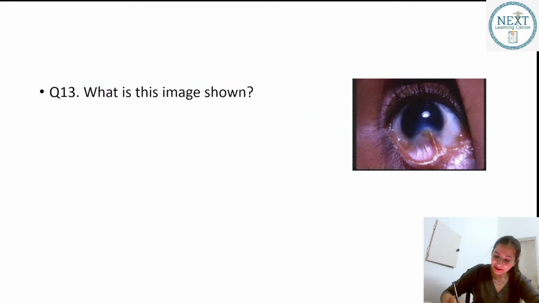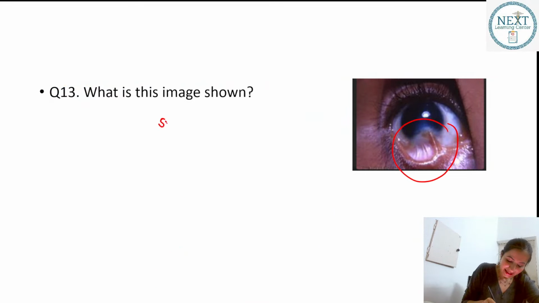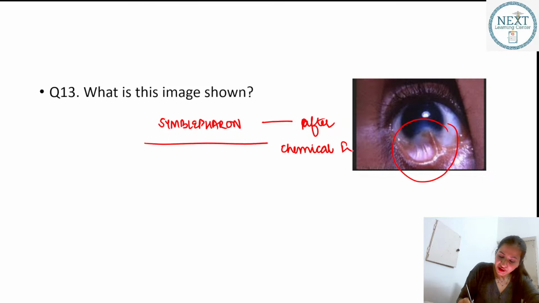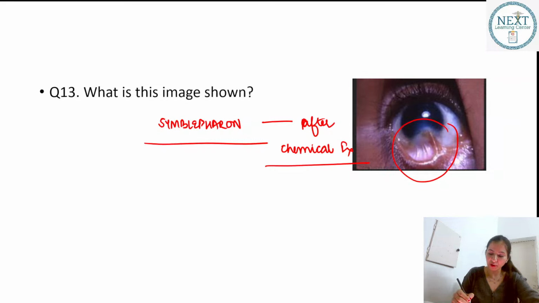Now what is this image showing? This is your symblepharon. Again, this has not been taught to you. This commonly occurs after chemical injury. Now what happens in symblepharon? Your bulbar conjunctiva, that means this conjunctiva, and the palpebral conjunctiva are adhered to each other.